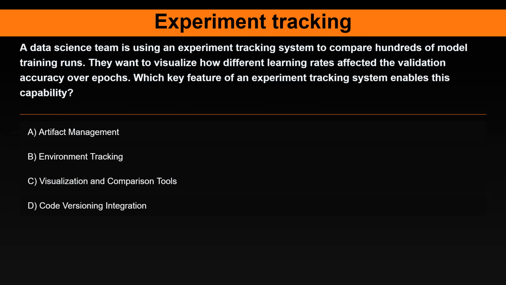Question 23. A data science team is using an experiment tracking system to compare hundreds of model training runs. They want to visualize how different learning rates affected the validation accuracy over epochs. Which key feature of an experiment tracking system enables this capability? Option A. Artifact management. Option B. Environment tracking. Option C. Visualization and comparison tools. Option D. Code versioning integration.